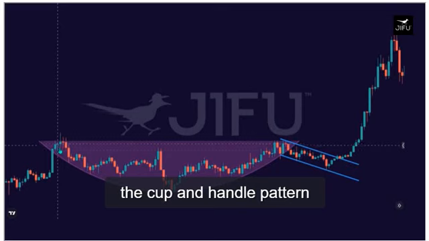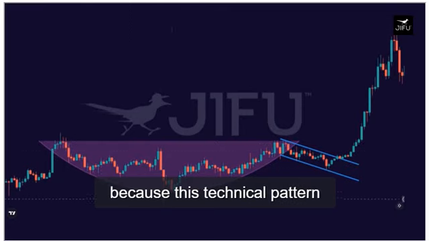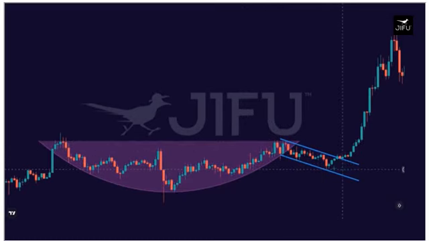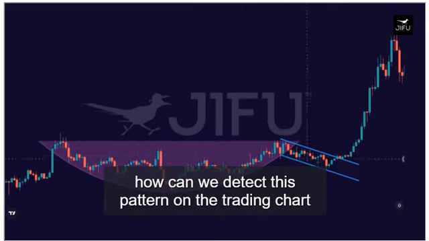As we can see in the structural formation of the cup and handle technical pattern, the price formation is called the cup and handle pattern because this technical pattern actually resembles a cup with a handle on the chart. How can we detect this pattern on the trading chart?